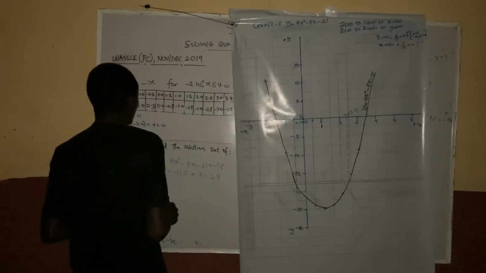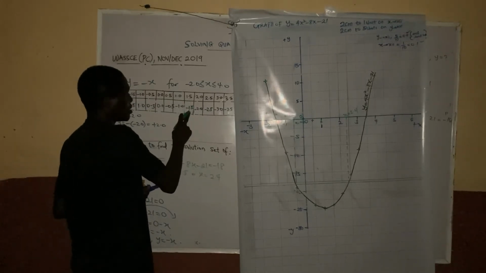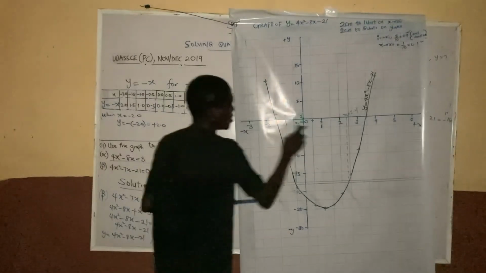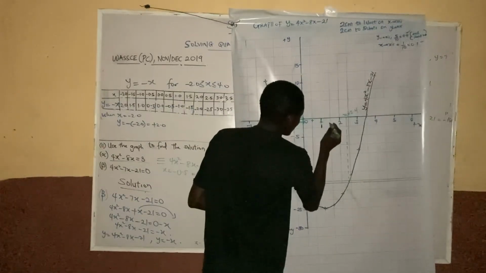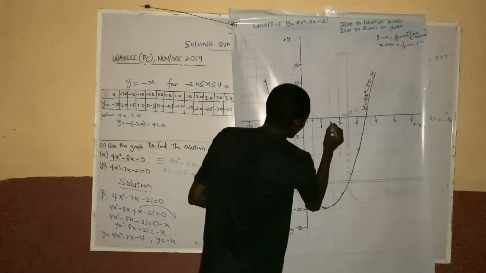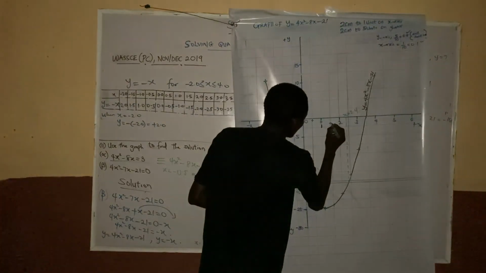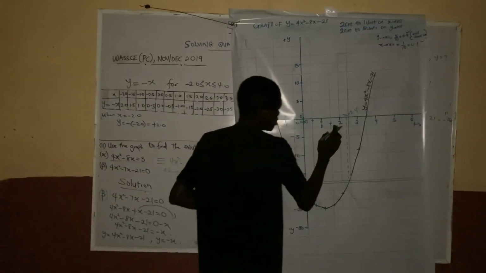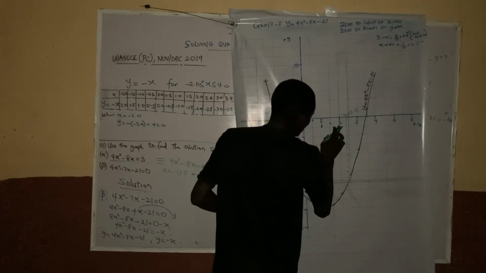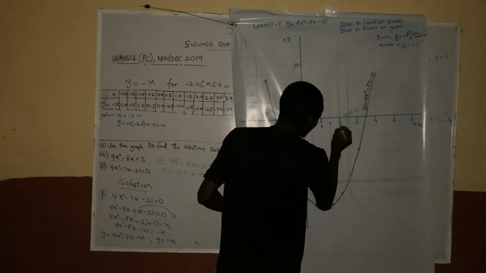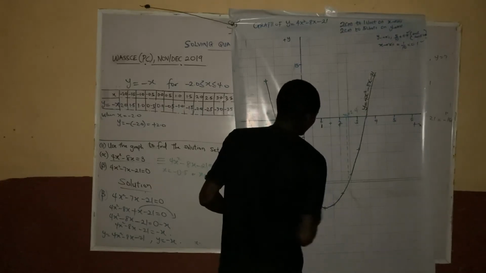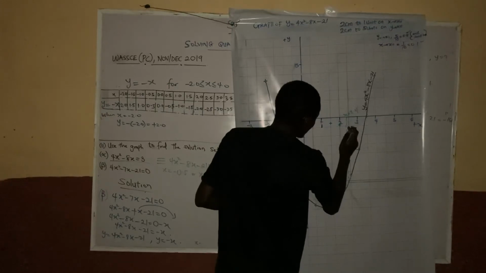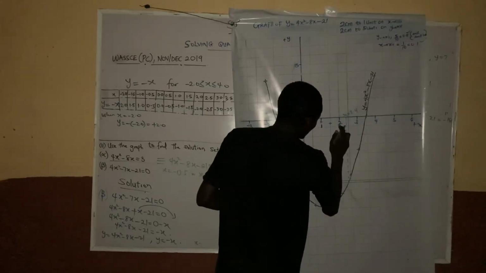Now the next thing is 1.5 against minus 1.5. So 1.5 is here, against minus 1.5, which is this. This is 1.5 for x, and minus 1.5 for y. Now 2.0 against minus 2.0. This is 1, this is 2, so 2.0 will be here. Now 2.5 is here.